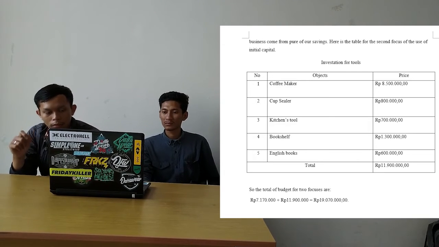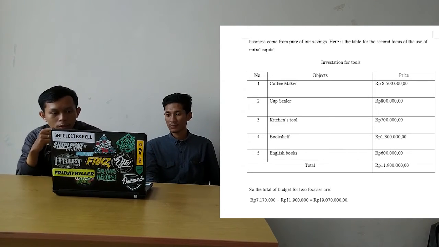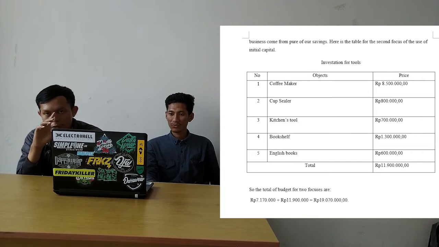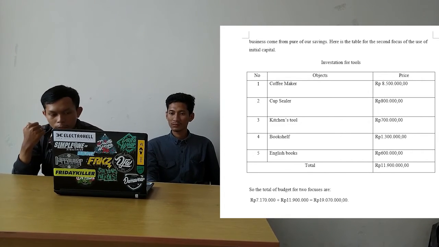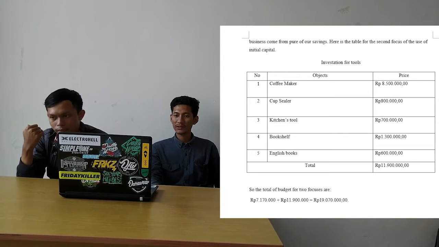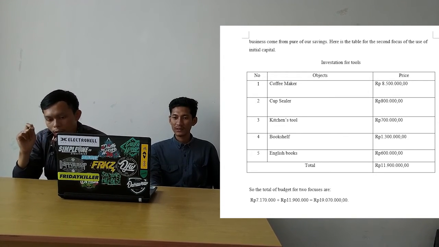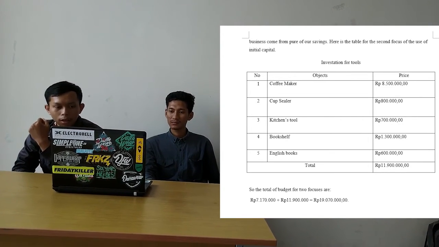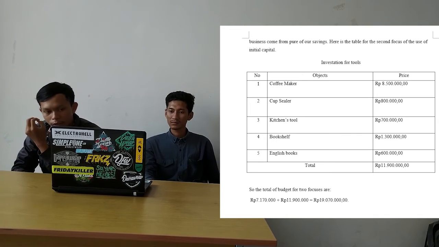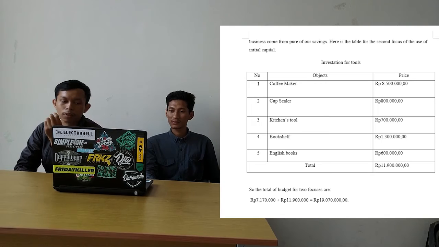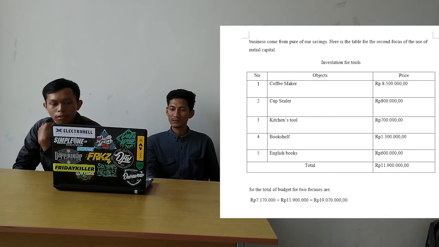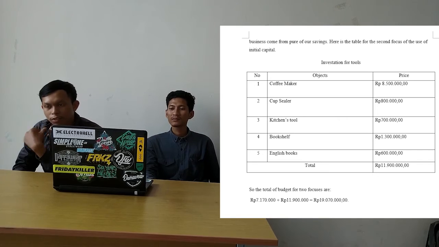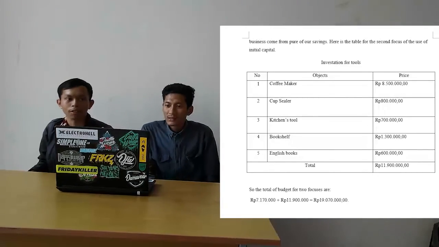which totals 11,900,000 rupiah. So the total of the budget for the two focuses is 7,170,000 rupiah plus 11,900,000 rupiah. So the total is 19,770,000 rupiah. So that's all about our presentation about our business proposal.